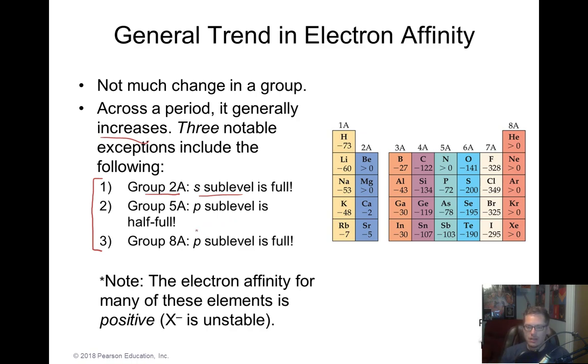All right, and then in group 5A, so this is halfway through, so this is nitrogen, phosphorus, all those guys. When that sublevel is halfway full, it does not want to get another electron, and therefore the electron affinity is rather low right there. So notice how silicon here is at negative 134, phosphorus is at negative 72, and now all of a sudden we jump back up to negative 200 again.